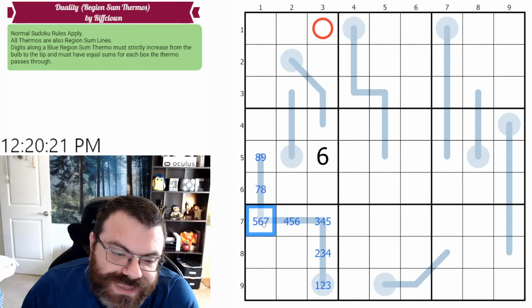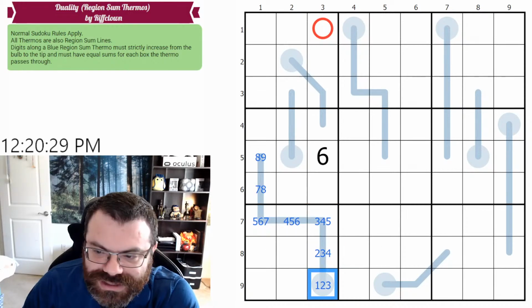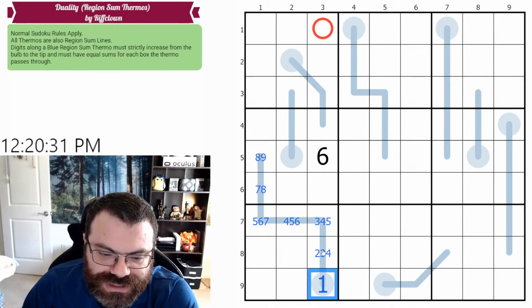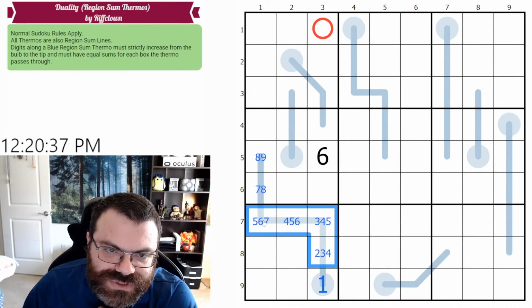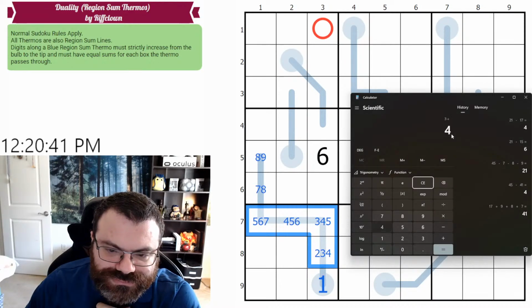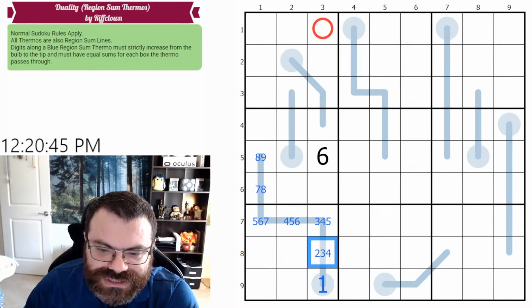Okay, so how big can this get is the question. Can we omit 1? If we did 2, 3, 4, 5, 6, that would be 20. That would be too high. So the bulb is definitely a 1. Now, can we omit 2? These would be 3, 4, 5, 6, which sums to too high, I think, still. That sums to 18 already, and that would be 19. So no, this has to be a 2.